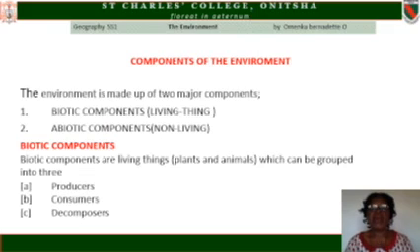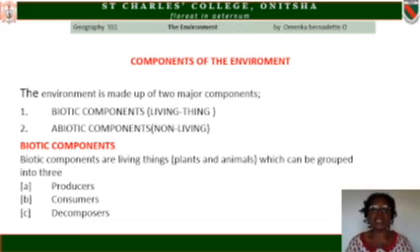Then we move from there to another subheading known as components of the environment. The environment is made up of two major components. One, biotic components, which is living things. Two, abiotic components, which is non-living things. These biotic and abiotic components are all found within the physical environment. Then we take them one after the other.